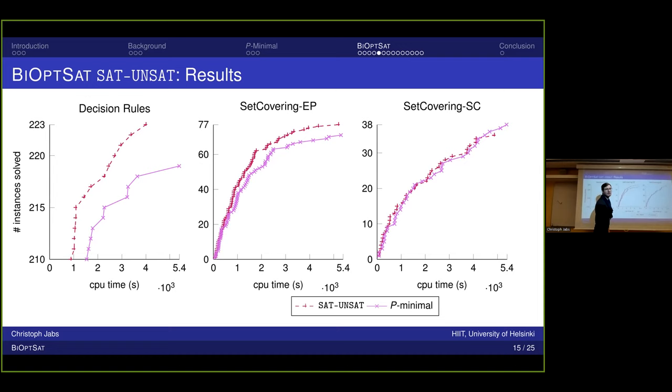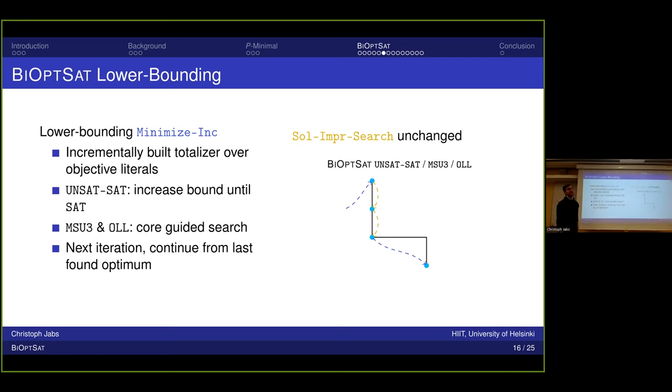Well, but now the interesting thing is we can actually change this minimize ink subroutine. For this one, we can reasonably go to lower bounding search. And lower bounding search means we can do different things. We can just do sub search, which we're trying. It's one of the alternatives we're doing. But the more interesting ones are the two core-guided variants. We can do MSU3 and we can do OLL for this objective now.